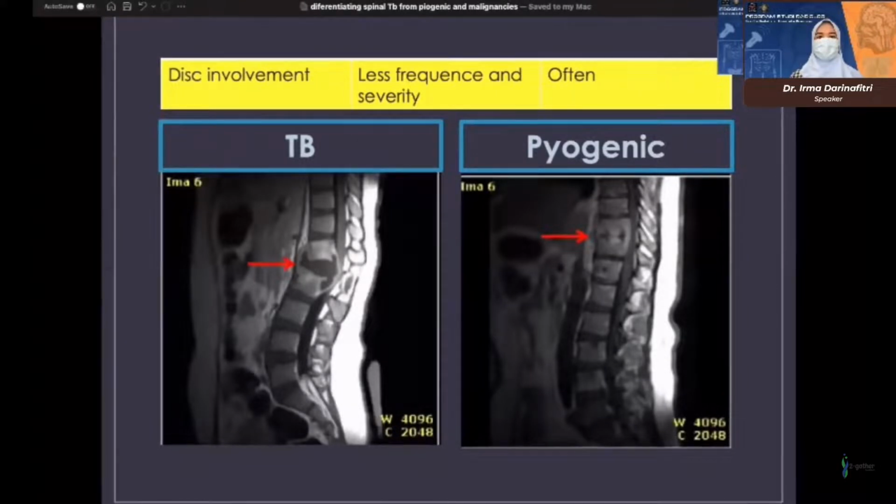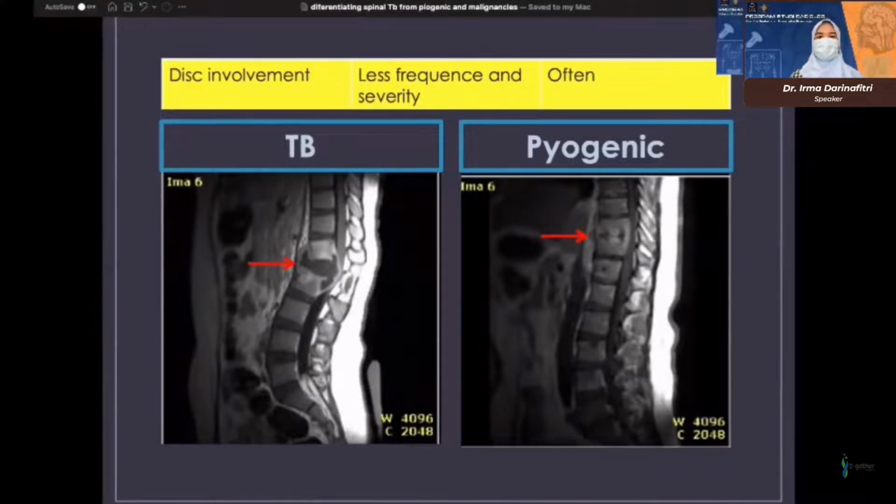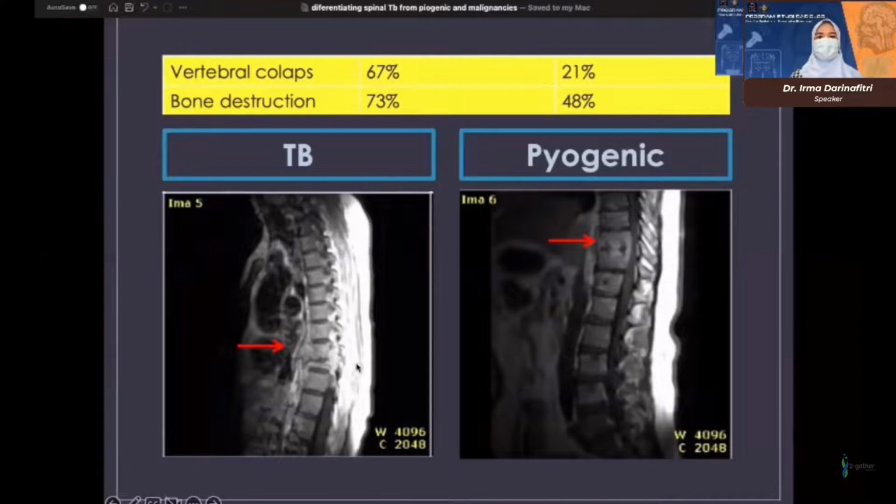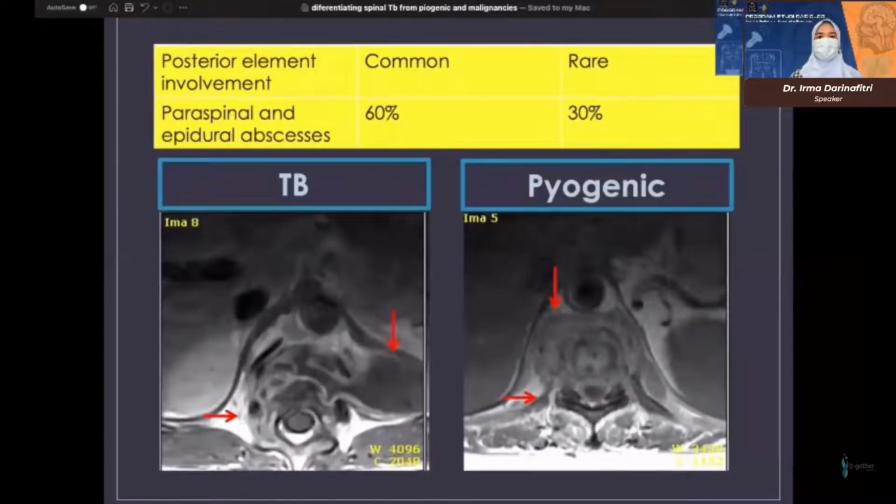This involvement in tuberculous spondylitis shows less frequency and severity than pyogenic spondylitis. This is related to the presence of proteolytic enzymes in bacterial infection. MR gadolinium images show that tuberculous spondylitis is detected in late stage with more vertebral collapse and bone destruction. Tuberculous spondylitis more often involves the posterior segment with paraspinal and epidural abscess than pyogenic.